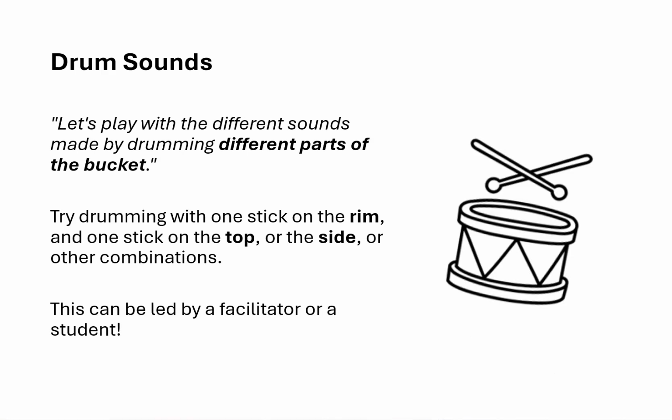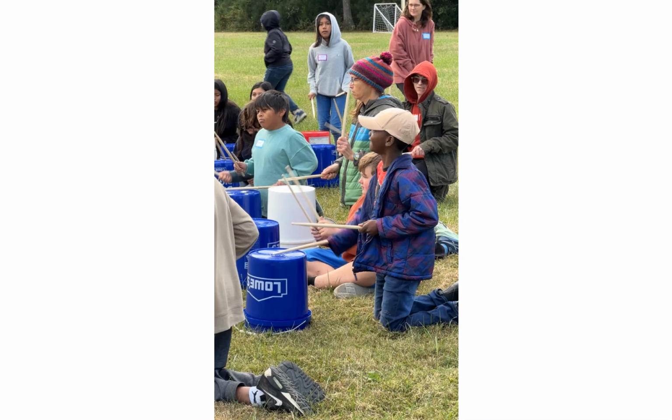Let's play with the different sounds made by drumming different parts of the bucket. Try drumming with one stick on the rim and one stick on the top or the side, or try other combinations. This can be led by a facilitator or a student. Here's an example of what this may look like.